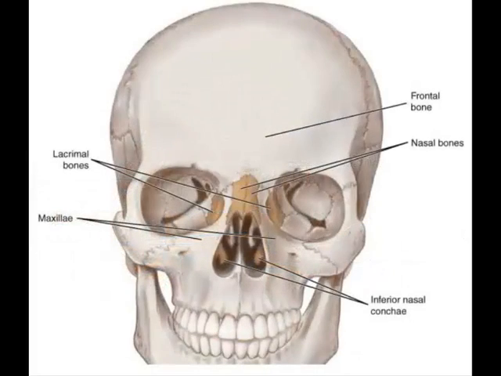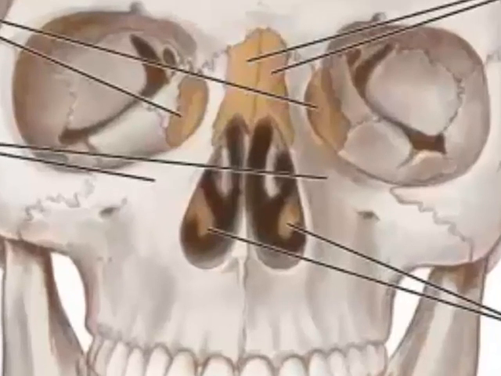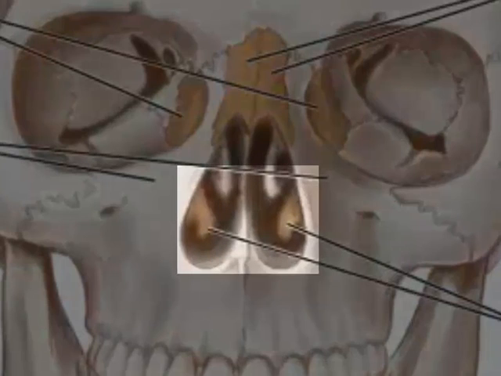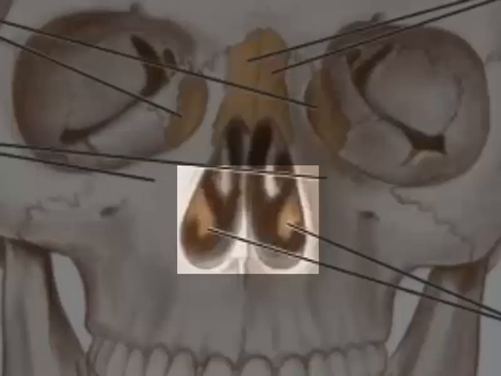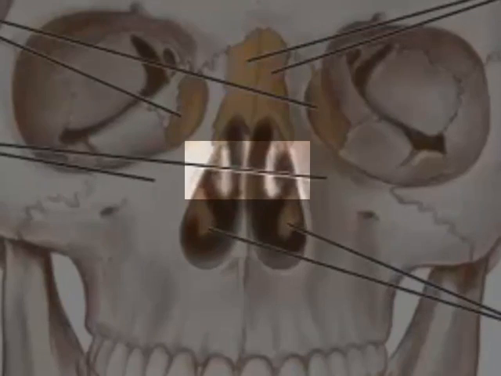The inferior nasal concha project from the lateral and inferior third of the nasal cavity. These bones are thin and curved to form a scroll shape. Recall from the previous section that the upper two nasal concha are part of the ethmoid bones.